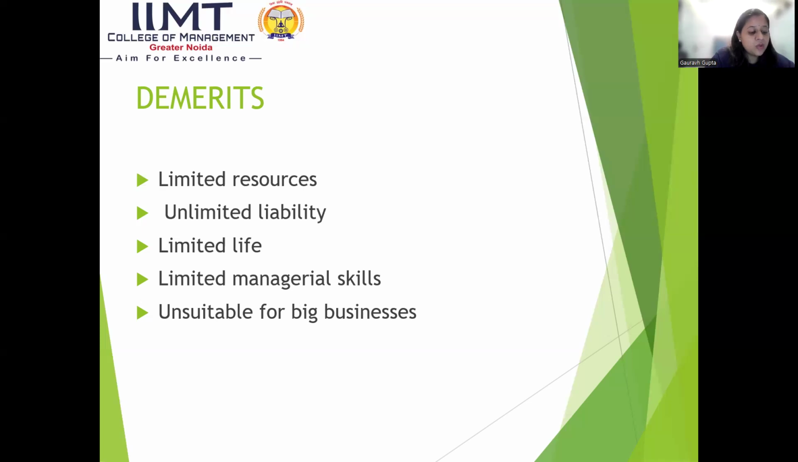Limited life. Continuity of business depends on the health and state of mind of the owner. Limited managerial skill. One person may not possess all the ability to manage all the functions efficiently. Next, unsuitable for big businesses. Sole proprietorship is not suitable for large business houses.